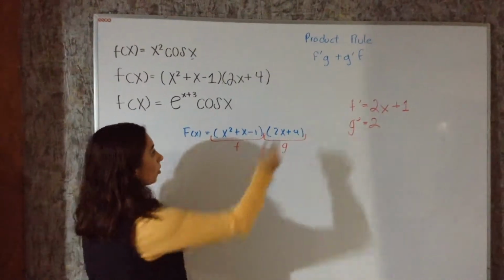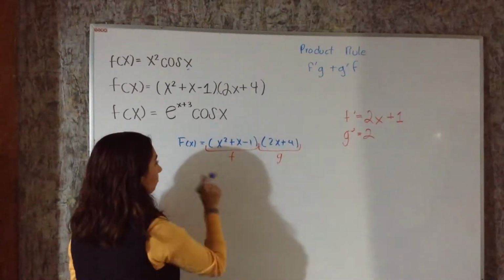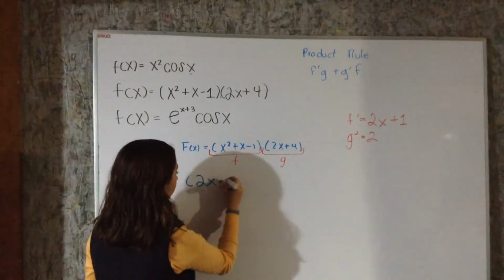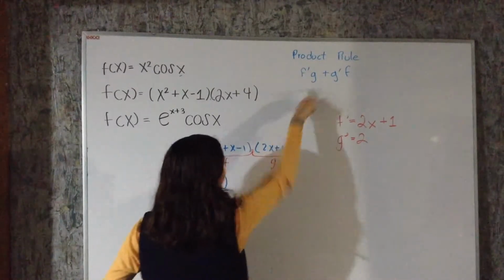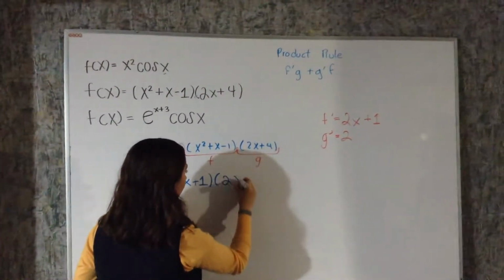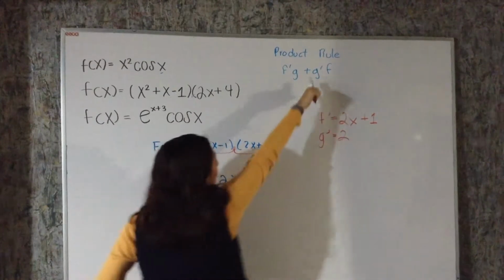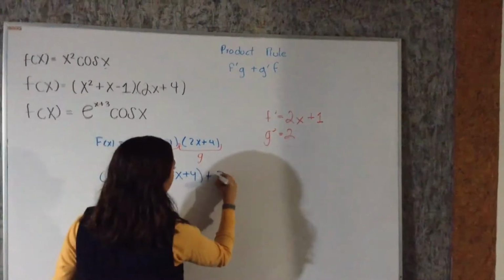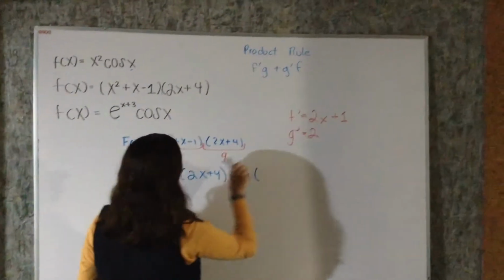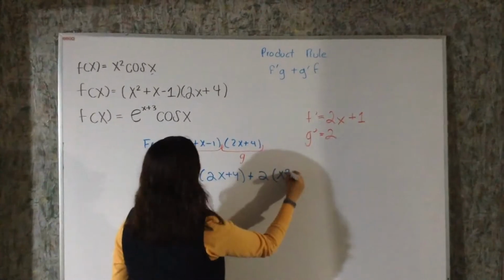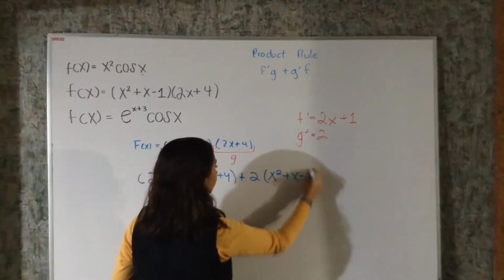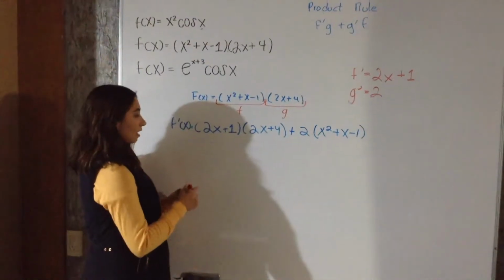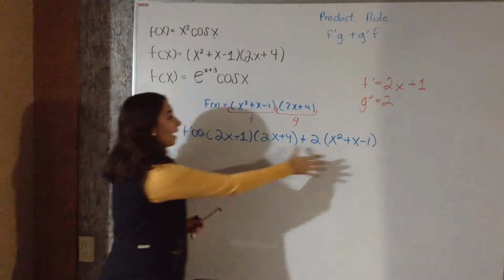Following the rule, we are going to have the derivative of f. First, it is 2x plus 1 by the function of g, 2x plus 4, plus the derivative of function g, that is 2, multiplied by the function of f, 2x squared plus x minus 1. This is my derivative. Now I have to present it.